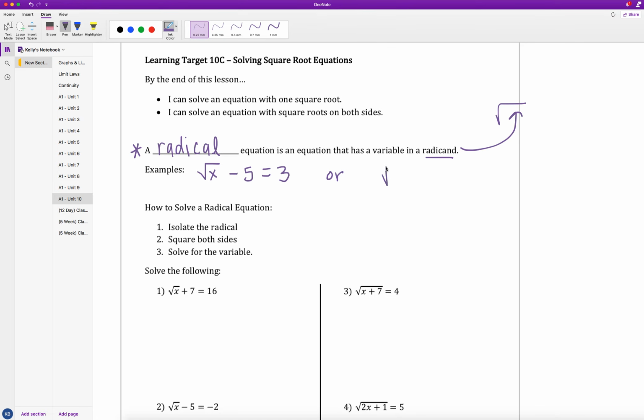Another example we could have is if we have maybe x minus 2 underneath the square root, then outside the square root we have plus 3 equals, let's say, 5. Both of those are examples of radical equations.